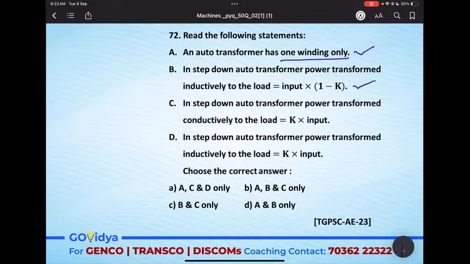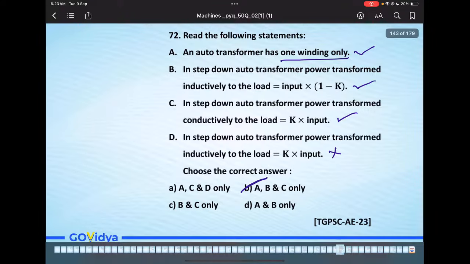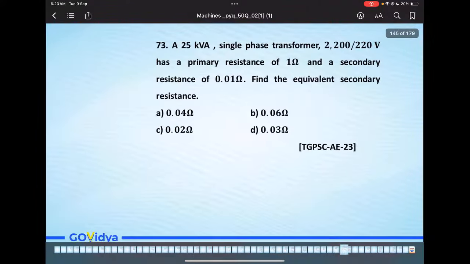In step down auto transformer, power transferred conductively to the load. Yes, this is also correct. In step down transformer, power transferred inductively to the load is k into input. No, it's not correct. So from the given options, only A, B, C are right. So our option will be B. Let's move on to the next question.